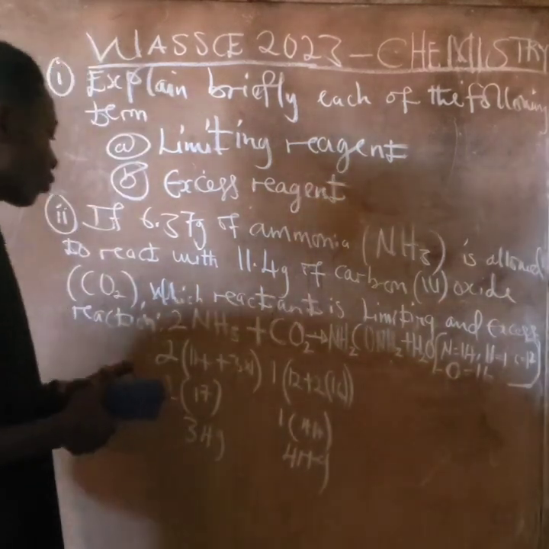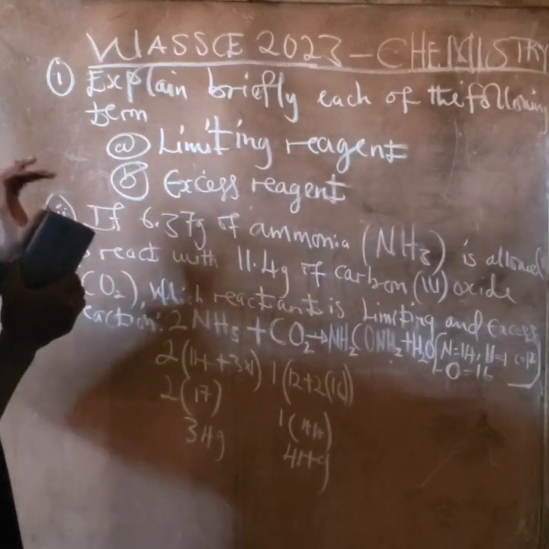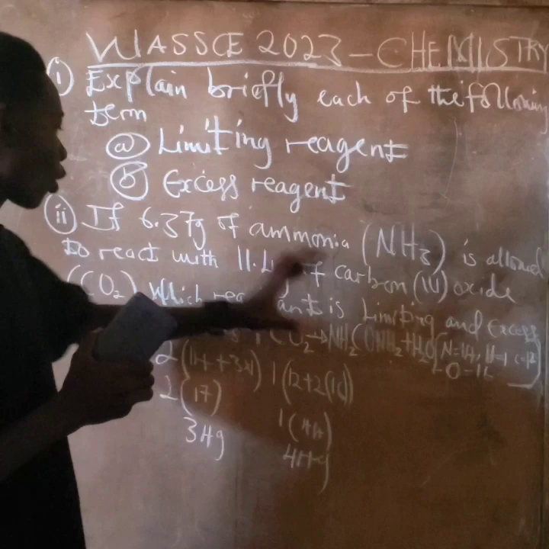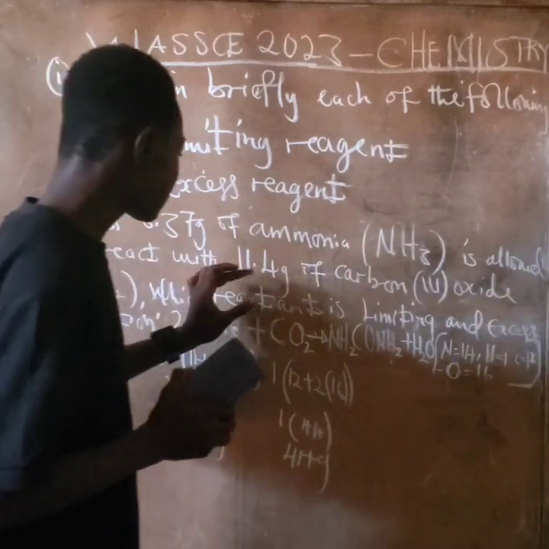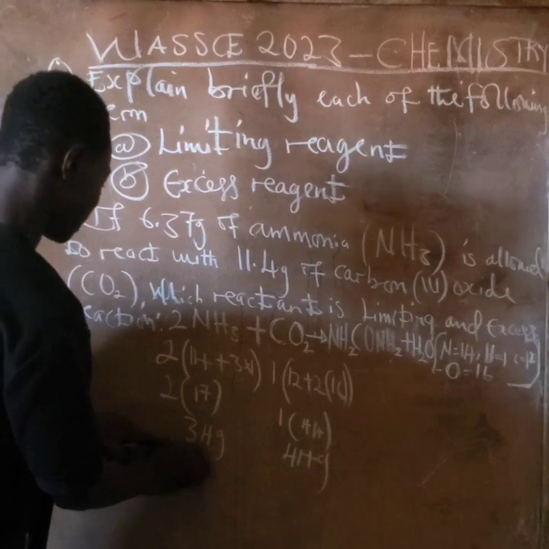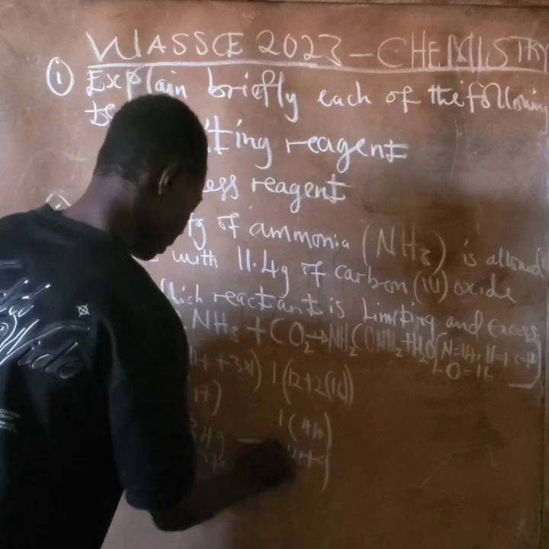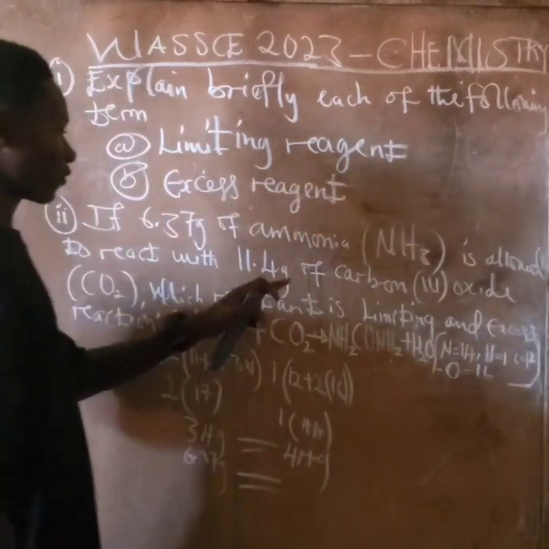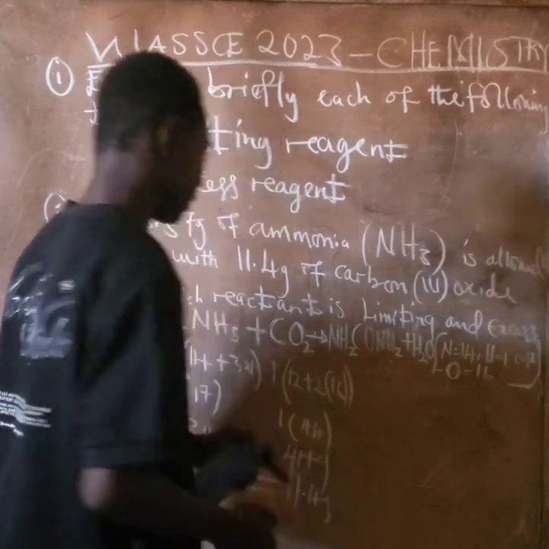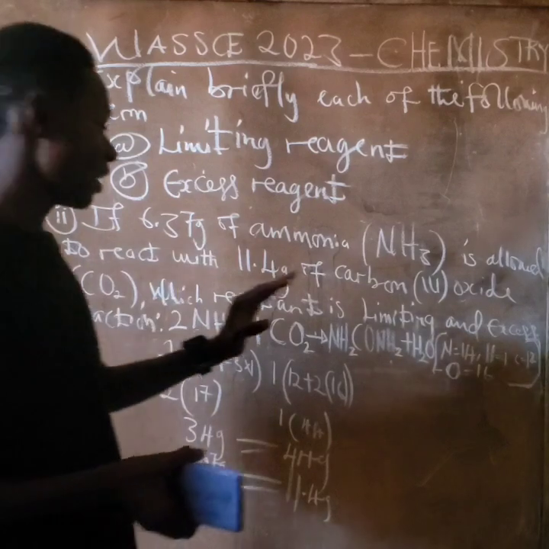Now, from the question, we are given the masses of each of the compounds. The mass of ammonia is 6.37 grams, and the mass of carbon dioxide is 11.4 grams. Now, we are about to find which reactant is limiting and which is excess.